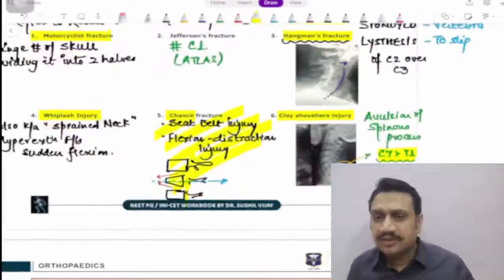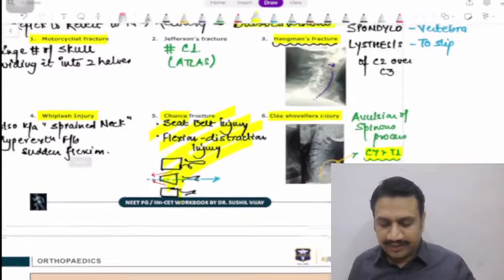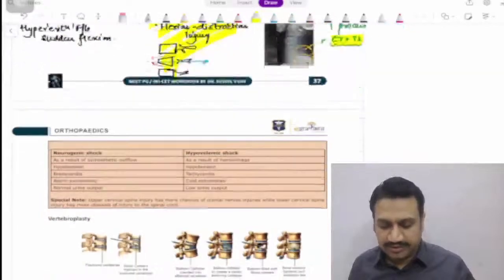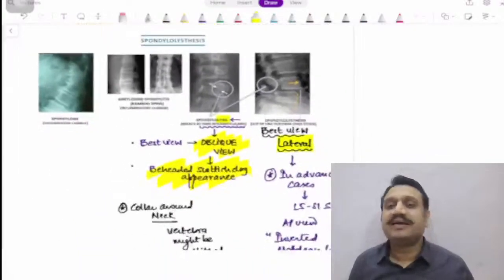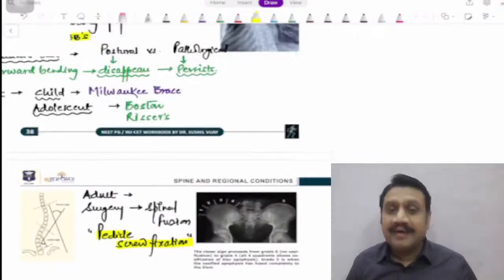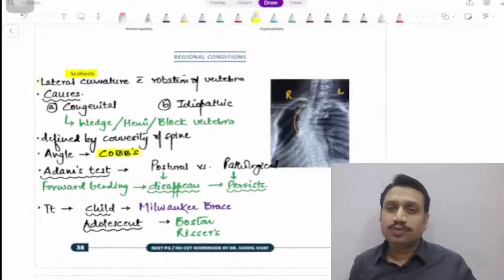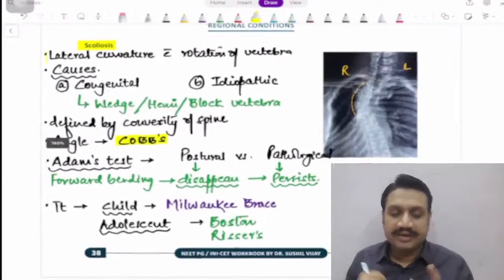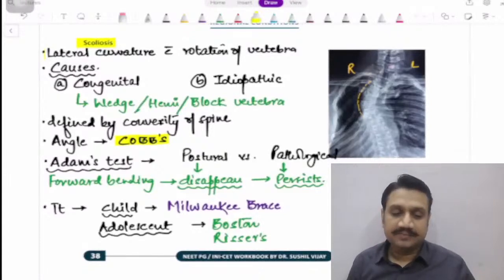Now, after this, what I want you to focus upon in the spine are three important topics. One is scoliosis. Quick points about scoliosis. Scoliosis is defined as lateral curvature with rotation of the spine, right? Why would somebody develop this scoliosis? We divide the causes into two broad categories: either congenital or idiopathic.